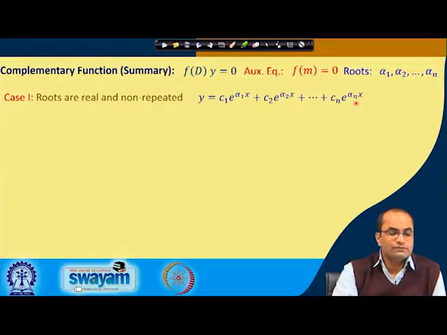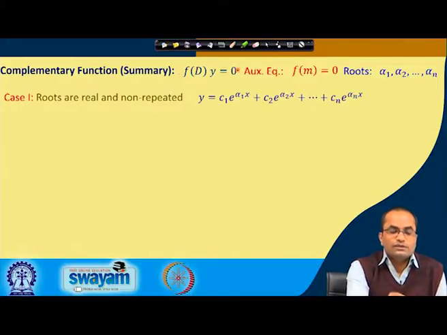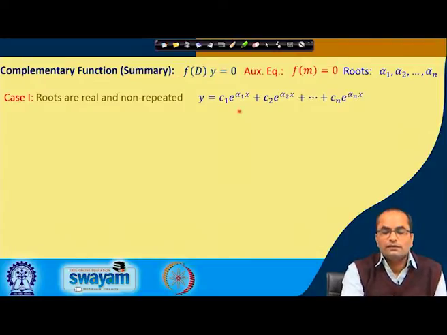That was the case when the roots are real and non repeated, because each of the terms here, e power alpha 1 x, e power alpha 2 x, e power alpha n x, are linearly independent solutions of the given homogeneous differential equation, and their linear combination will give the general solution of the given differential equation.